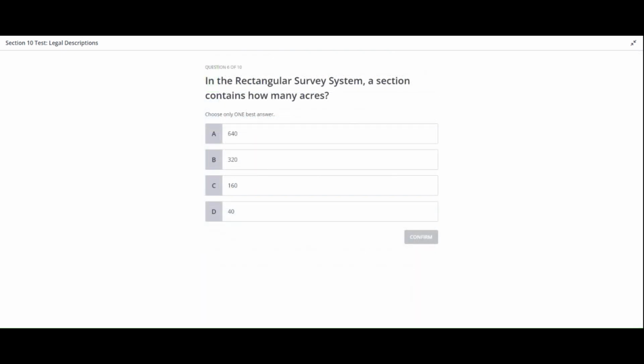Alright, question number 6. In the rectangular survey system, a section contains how many acres? A. 640. B. 320. C. 160. D. 40. Take a moment to think how much land is held within a single section and then decide on an option.